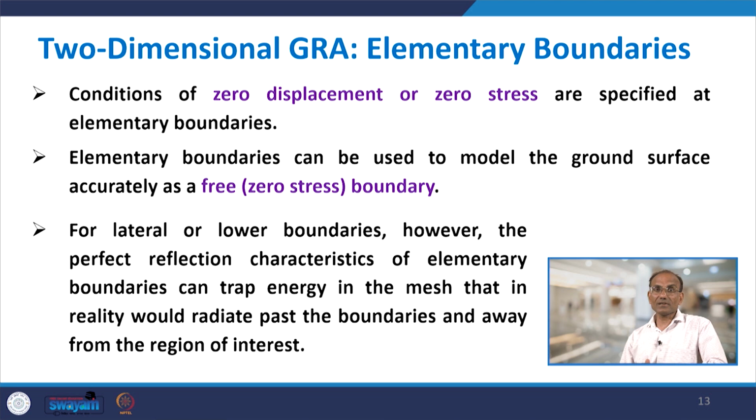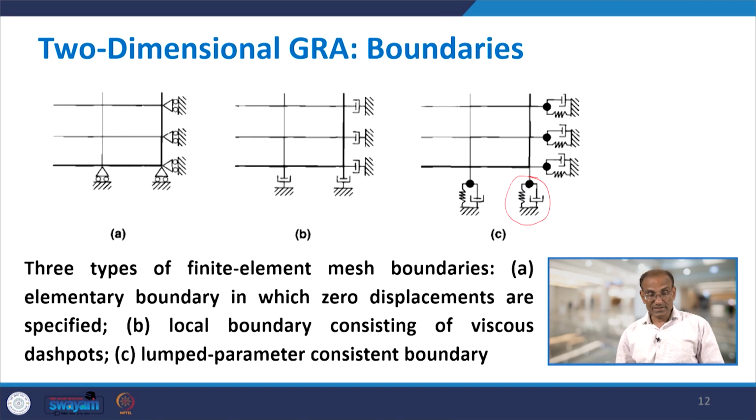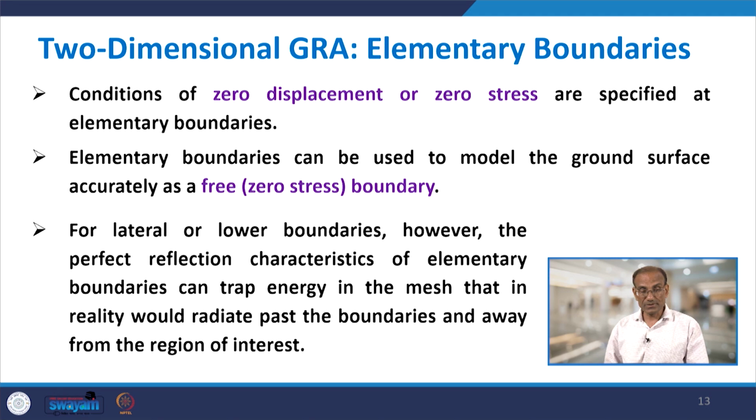For lateral or lower boundaries, however, the perfect reflection characteristic of elementary boundaries can trap energy in the mesh that in reality would radiate past the boundaries and away from the region of interest. So, this is the limitation of this boundary. What happens when you put some restrictions like a fixed condition is that you are restricting the motion, meaning it should not go beyond that. Whatever energy is coming will sink there at this point, it will not go beyond, but that is not the actual scenario. In the actual case, when the waves travel and intersect some interface, it may go up, it may go deep and then it may not come back.